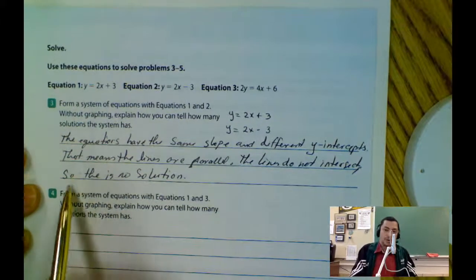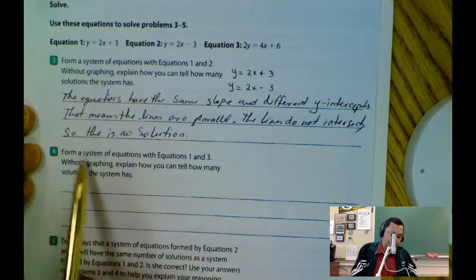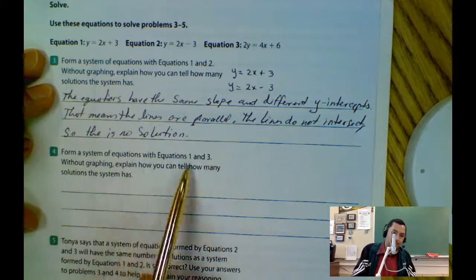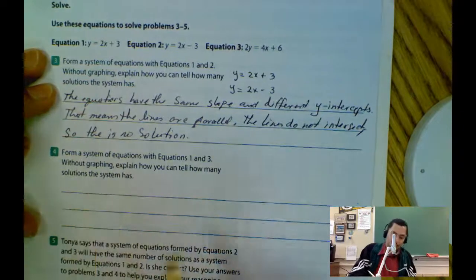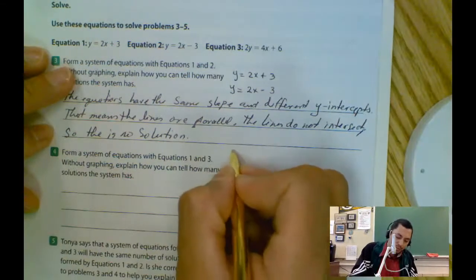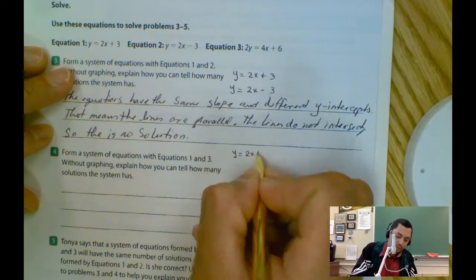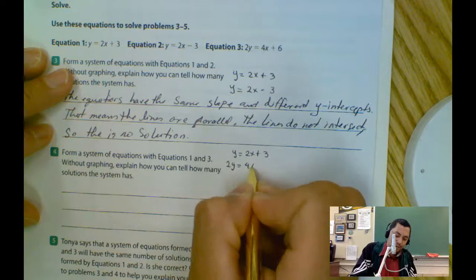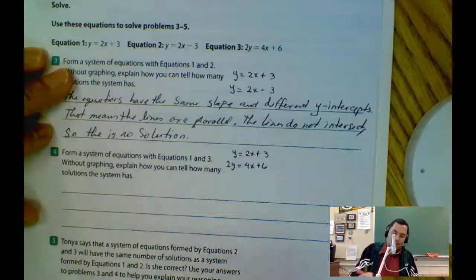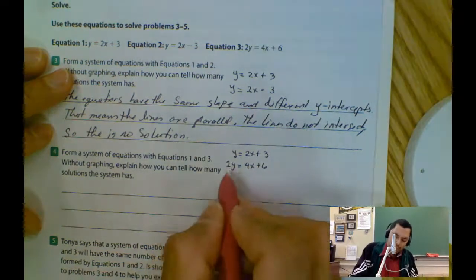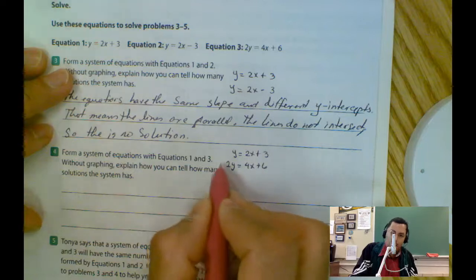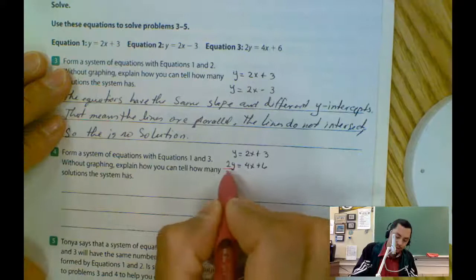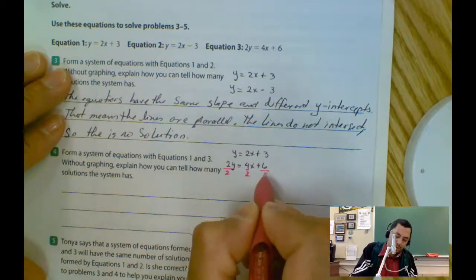Okay, so number 4, I have: form a system of equations with equations 1 and 3 without graphing. Explain how you can tell how many solutions the system has. Equation number 1, remember, is y equals 2x plus 3, and equation number 3 is 2y equals 4x plus 6. Now, equation number 3 has 2y. I need to get rid of that 2 first before I start doing observation. So divide by 2, divide by 2, divide by 2.